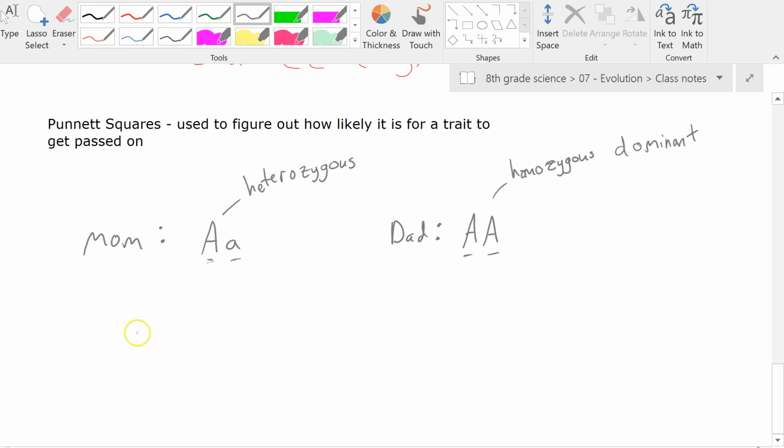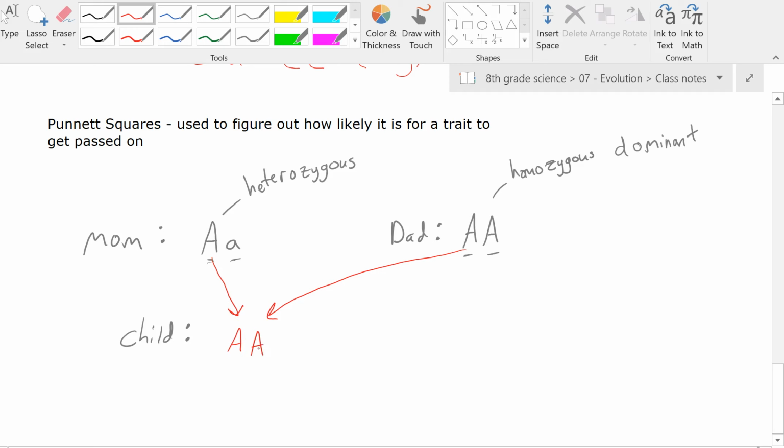Okay, so then the child. When mom and dad have a child, what does the child get? Well, there's a few different combinations that we have to look at here. So one possibility is that mom gives her big A and dad gives his big A here, and we end up with a child at big A, big A. So you get one of mom's and one of dad's. Mom and dad each have two, but you only get one from mom, and you get one from dad. So maybe they each give a big A. That means the child gets big A, big A.